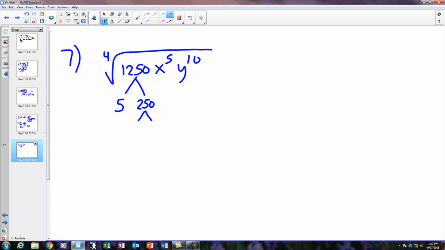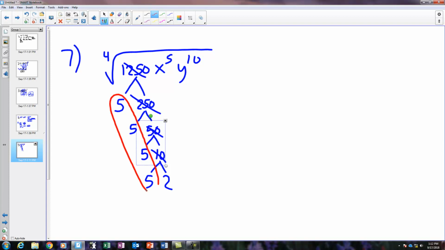And then if I break the 250 down by 5, again, I would get 50. And if I break the 50 down, I get 5 and 10. And if I break the 10 down, I get 5 and 2. So when we come back along the way, I'm looking for 4 matching pieces. Right here I see I have 4 5s.